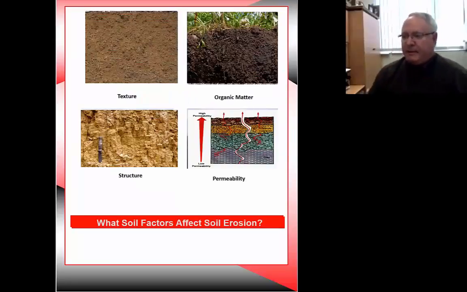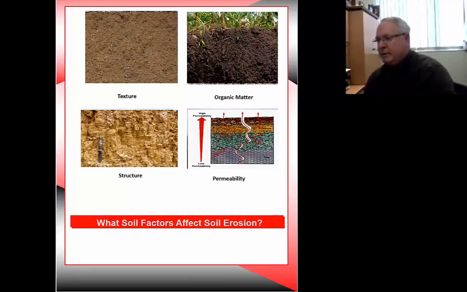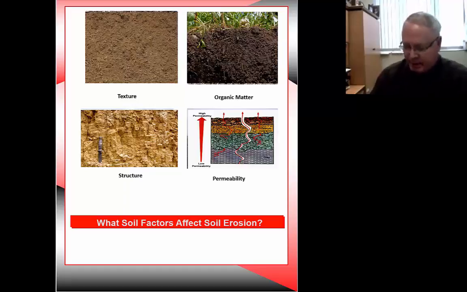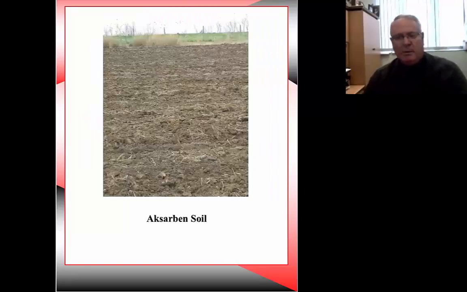There are several factors that affect soil erosion, and there are four of those listed here. Those include texture, organic matter, structure, and permeability. There are other factors, but what I'd like to do is focus on one of those factors this morning, and that being organic matter. What I'd like to do is evaluate a case study of an Exarban soil.